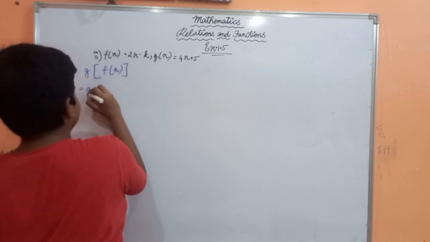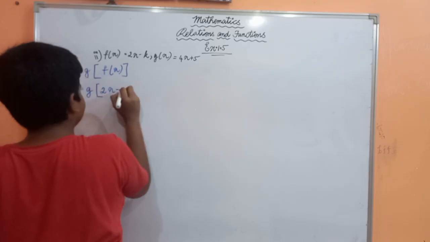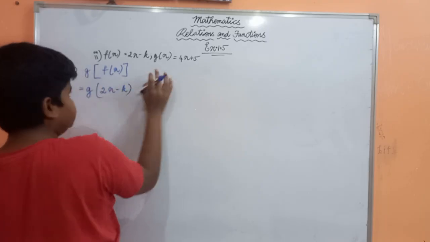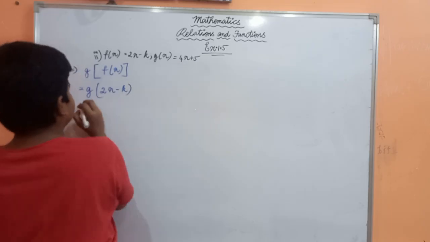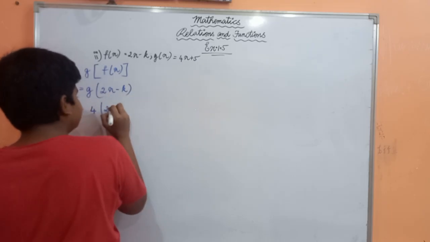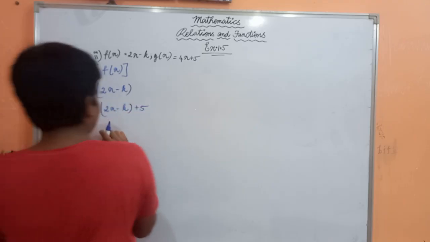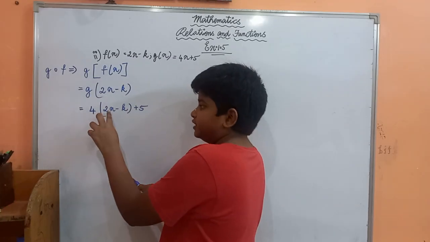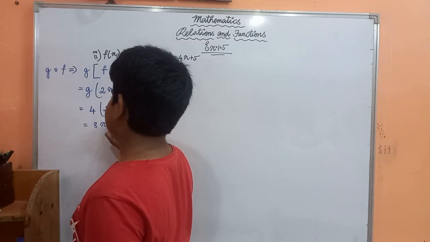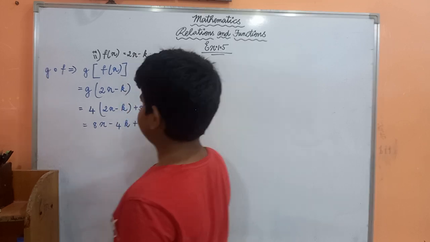What is f of x? f of x is 2x minus k. So in g's place, which is 4x plus 5, we substitute this. So it's 4 times 2x minus k plus 5. So we have to multiply. So 4 times 2x is 8x minus 4k plus 5.